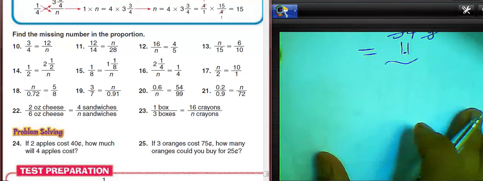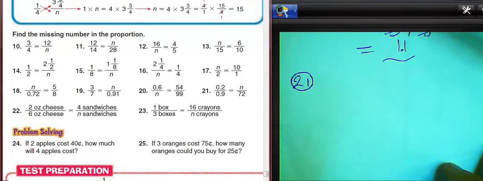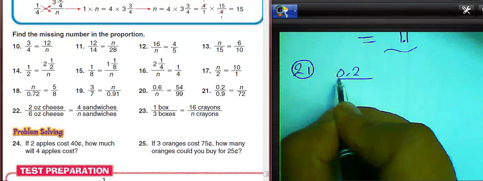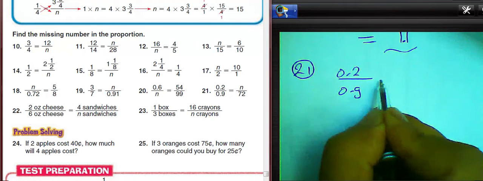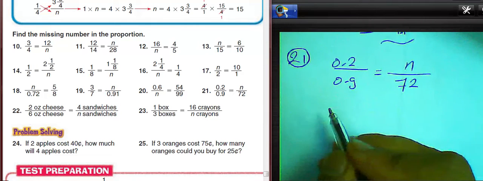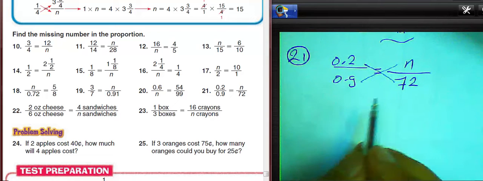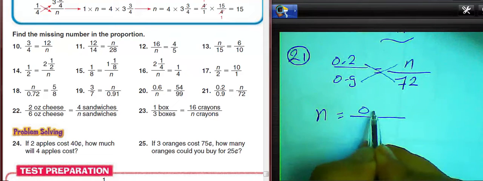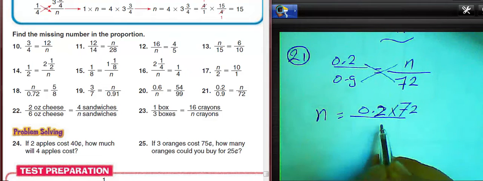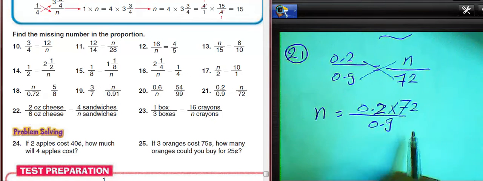Question 21. Question 21. Look with me about the example. 0.2 over 0.9 equal n over 72. We can solve it. The product of means equals the product of extremes. Then n equal 0.2 multiply 72 over 0.9. We can multiply by 10 to cancel this point here.